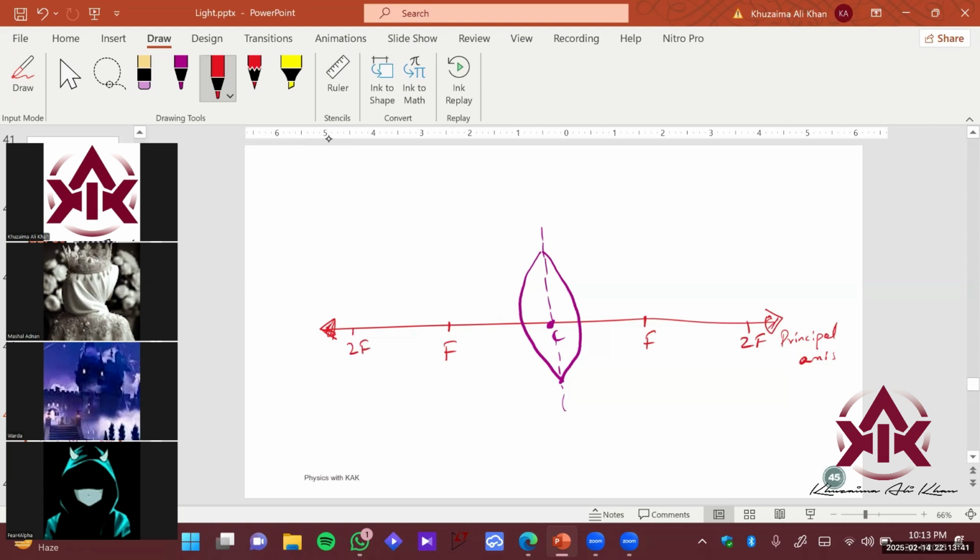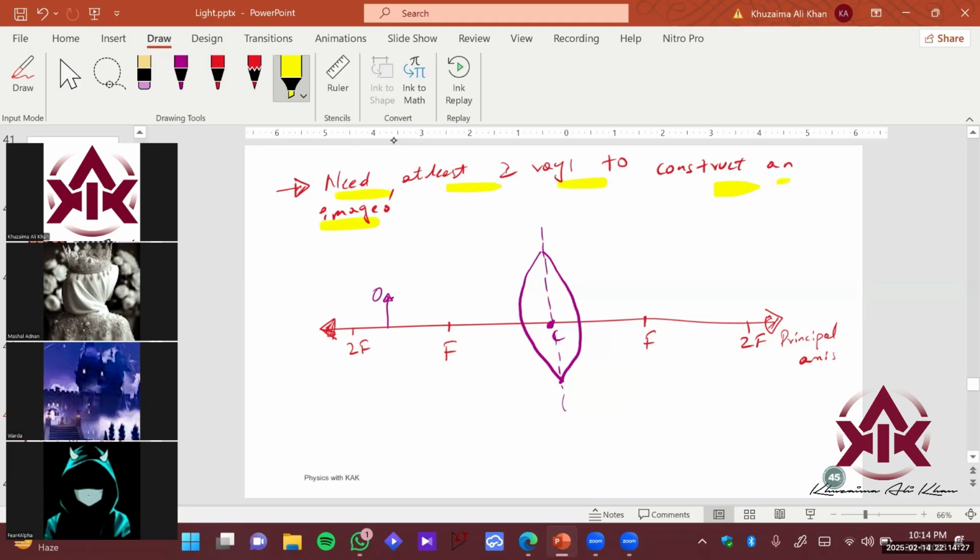Let's say your object is placed here. This is your object, O. So how can you create an image? You're always going to have at least two lines. You need at least two rays to construct an image. This is very important, right? And there are some rules which we learned.